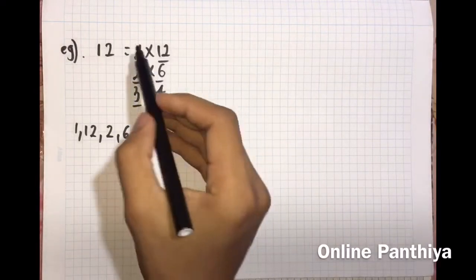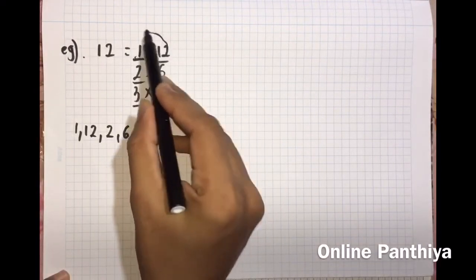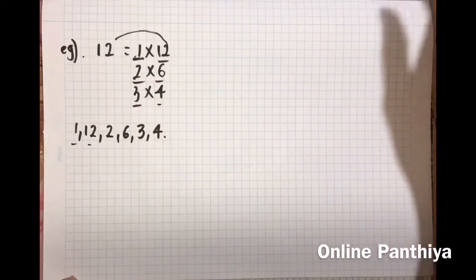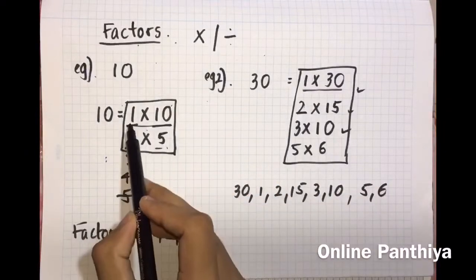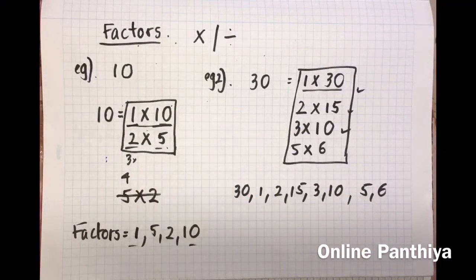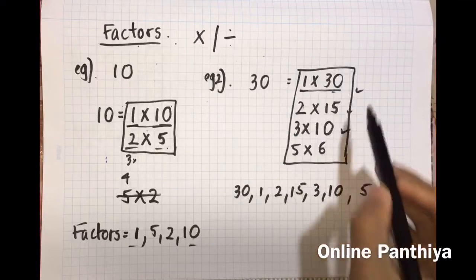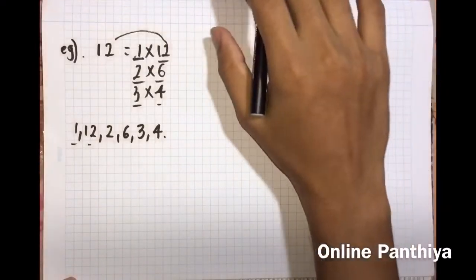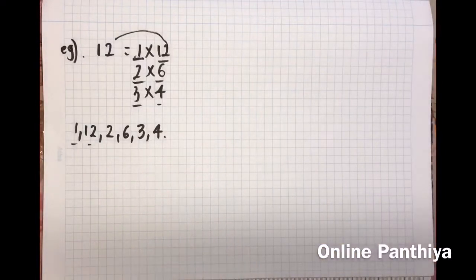Always the number 1 and the number itself will always be there. See, 1 and 12. If you go to the earlier example, you have number 1 and 10, both are here. And if you take 30, 1 and 30. It is always there. Okay. Don't have doubt in that. Always the number 1 and the number itself is always a factor. Was that part clear?